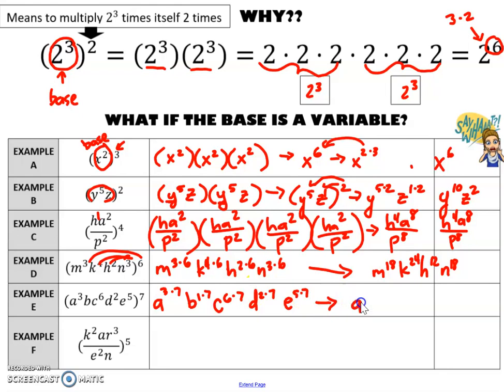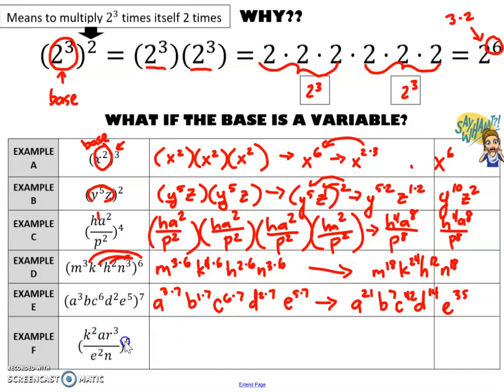8, and then 3 times 7 is 21. And then we have b to the 1 times 7 is 7. C to the 6 times 7 is 42. D to the 2 times 7 is 14. And E to the 5 times 7 is 35. Whew, big numbers, don't be afraid.